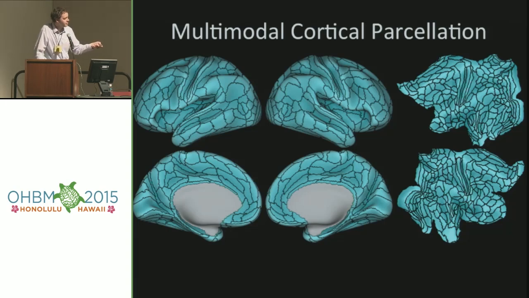So here's the multimodal cortical parcellation here, where we've got the boundaries shown on the surface. This is our inflated surface and our flat map here. And we were able to see quite a few cool things. We've got our sensory motor strip here. We've got our early visual areas, just as many other people have seen.